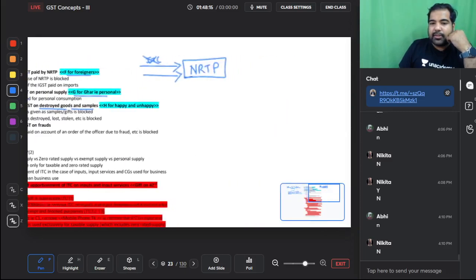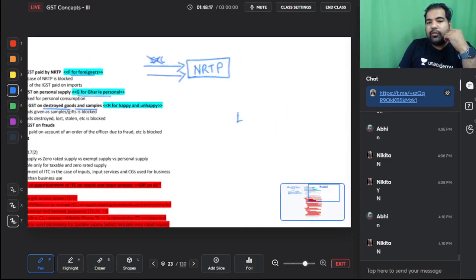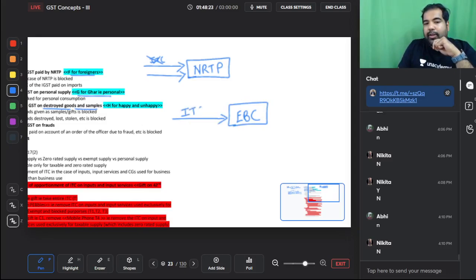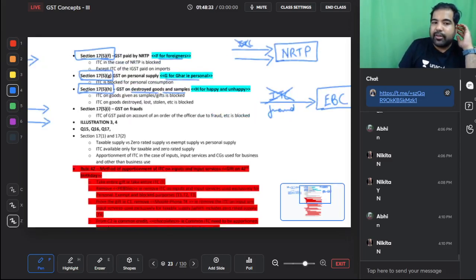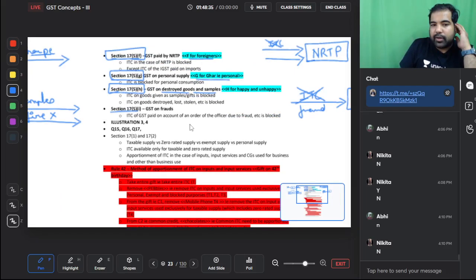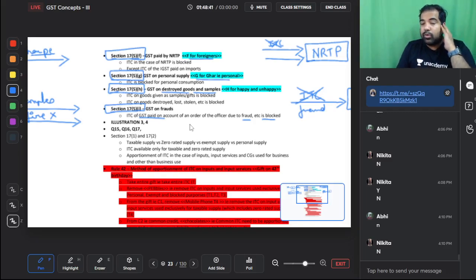And last, guys, if the government feels that you have taken some credit by fraud, misrepresentation, etc., then they can block this credit for a certain period of time, during which they will investigate you. Yes, 17(5)(i), I is for investigate. They can block this credit on order of fraud, etc. We will see it ahead in another rule called Rule 86A, but right now this is blocked credit.